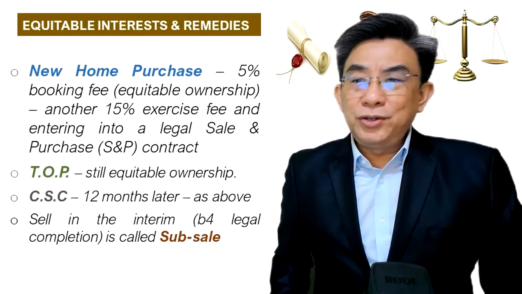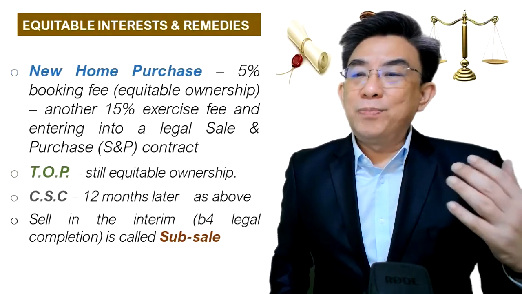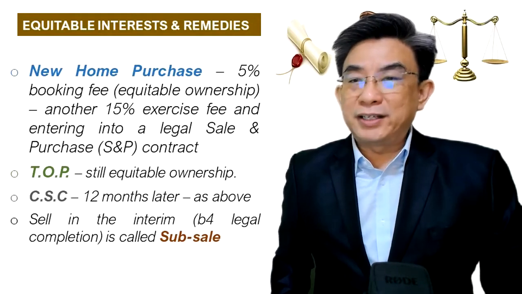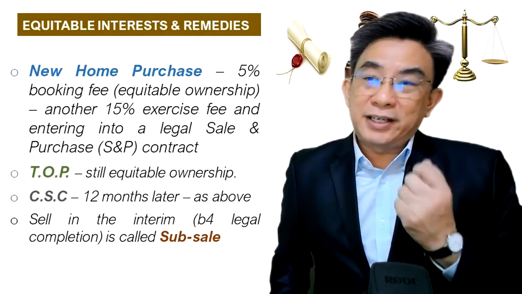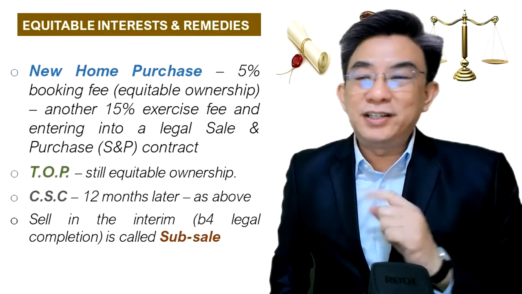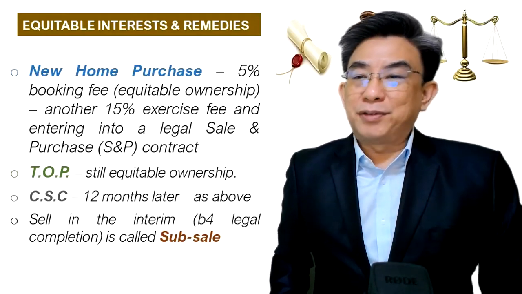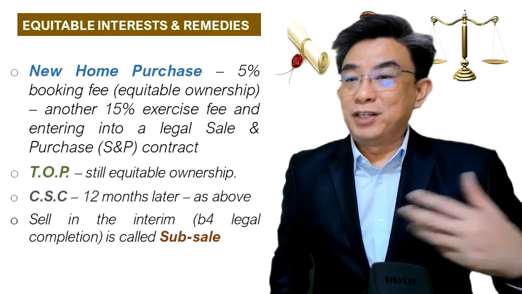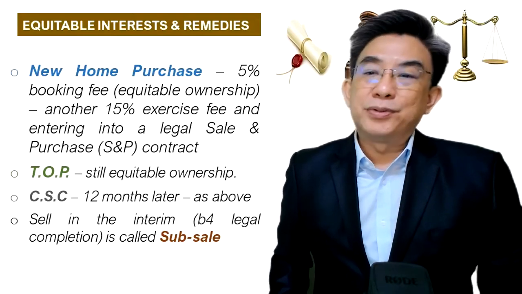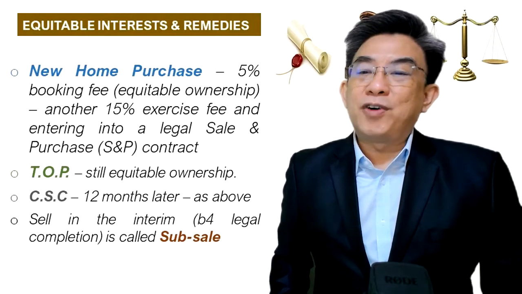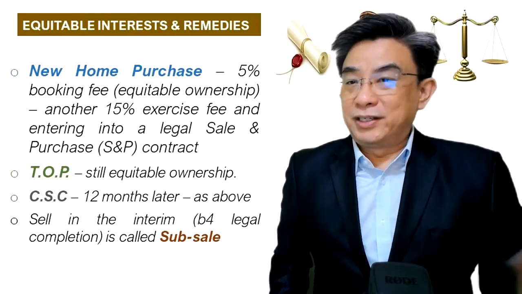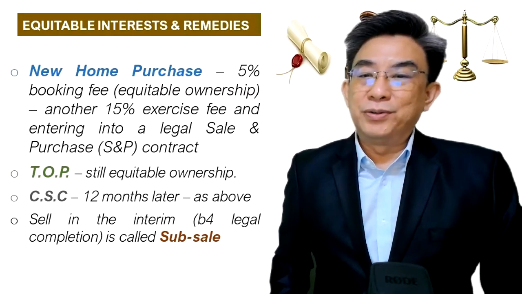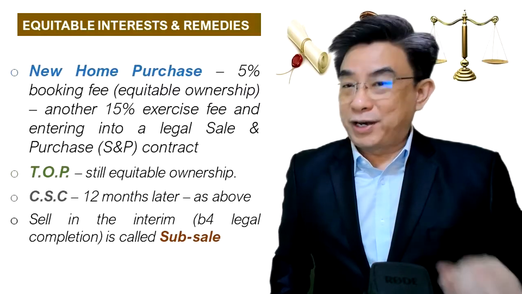Now, you're still not the legal owner. TOP, temporary occupation permit, will be 2.5 to 3 years later from the point you put down that 5%. You take the key, you go inside the unit, you are still not the legal owner. A year later from TOP will be CSC, Certificate of Statutory Completion, which will be issued to the building, the project. After that, about 3-4 months later, the seller, which is the developer, will notify you to say, okay, I'm ready to go for legal completion with you. It's only upon legal completion that you become the legal owner.